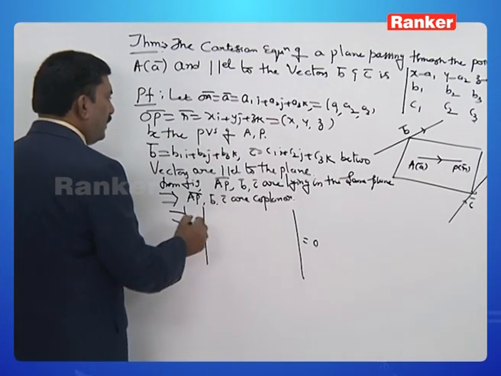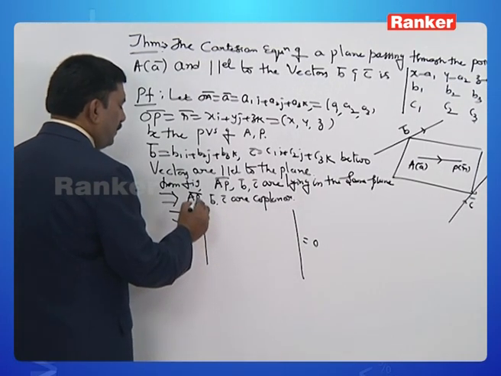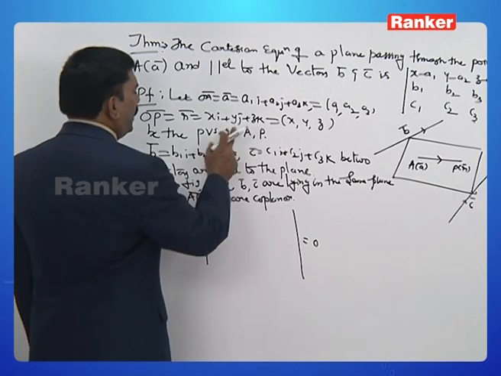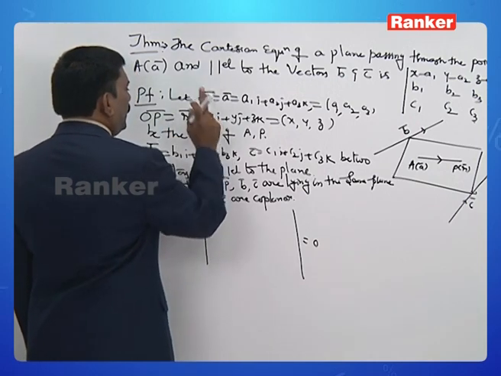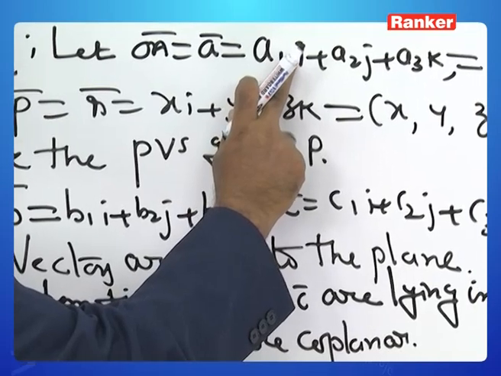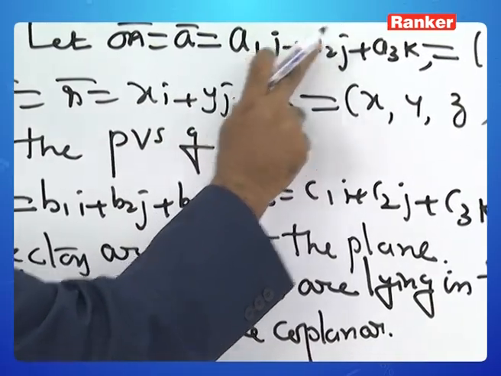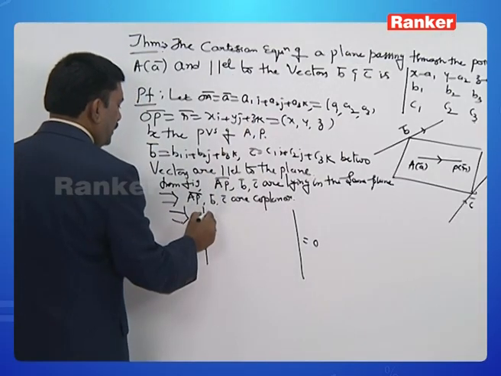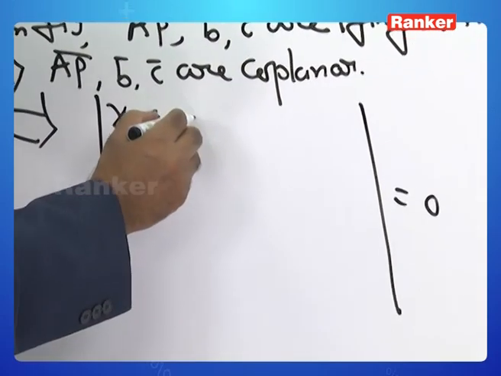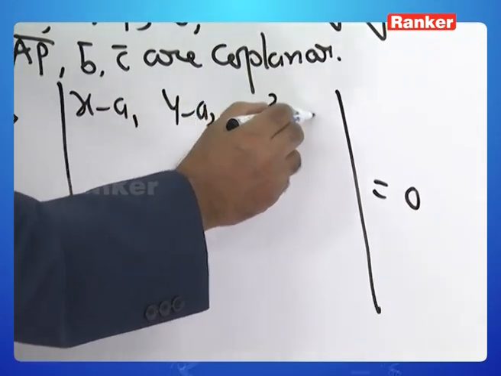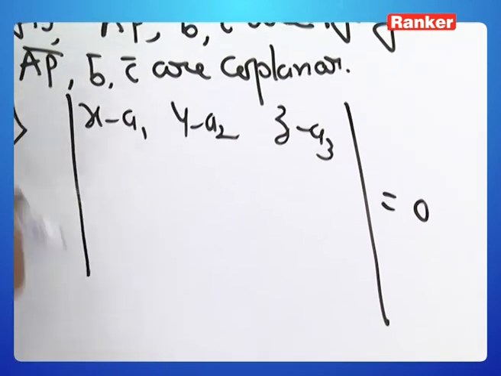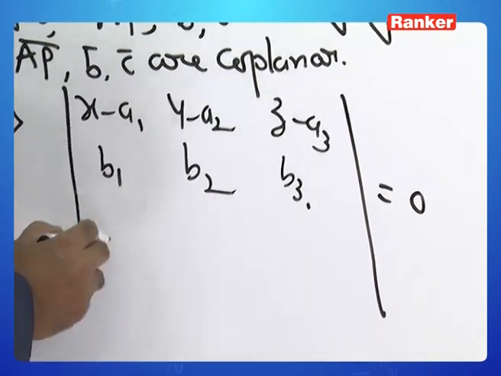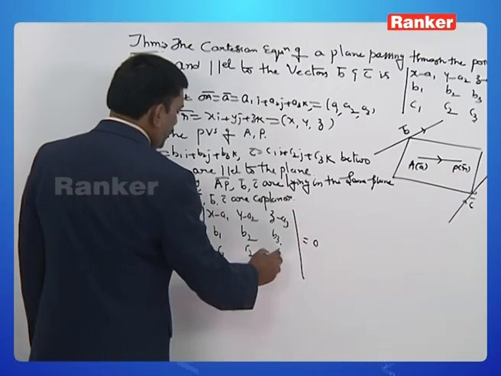So I can write, that is coplanar: AP bar, OP minus OA, B bar. What is OP minus OA? That is AP. OP minus OA means x minus a1 into i plus y minus a2 into j plus z minus a3 into k. Here you write x minus a1, next y minus a2, this is z minus a3. This is AP bar. So what is B bar? b1, b2, b3, and c1, c2 and c3.